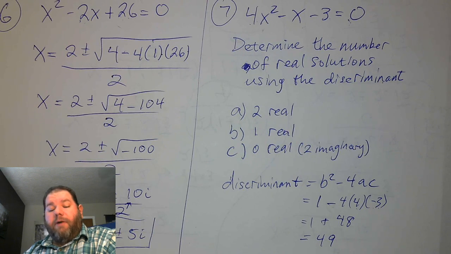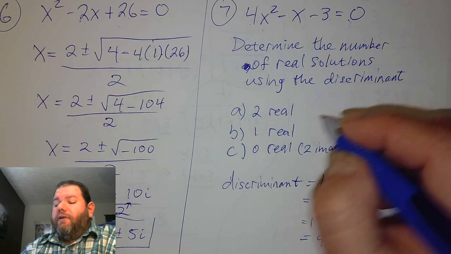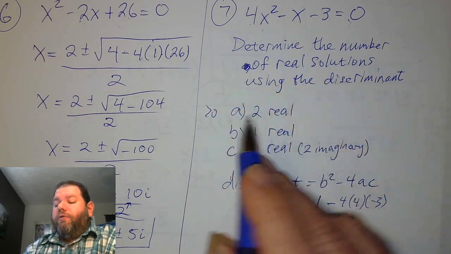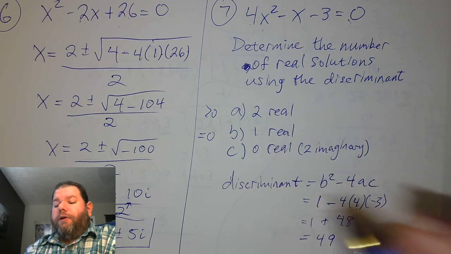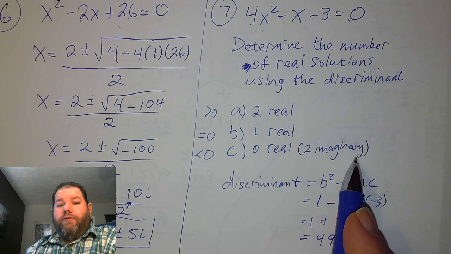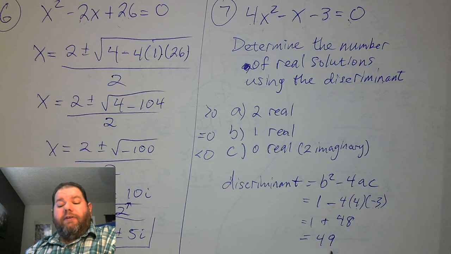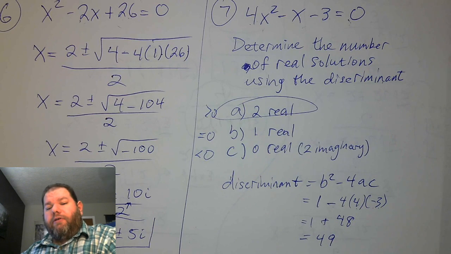So 49 is a positive number. If the discriminant is greater than 0, we would choose option A. If it's equal to 0, we would choose option B. And if the value we get is less than 0, we would choose option C. Since this is a positive number, we know A is the correct answer.